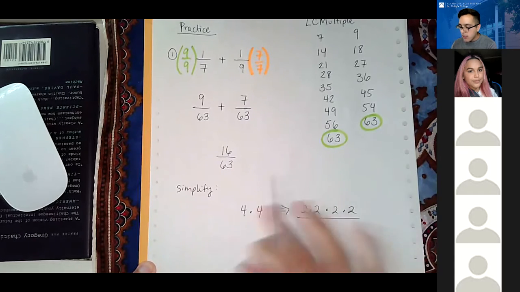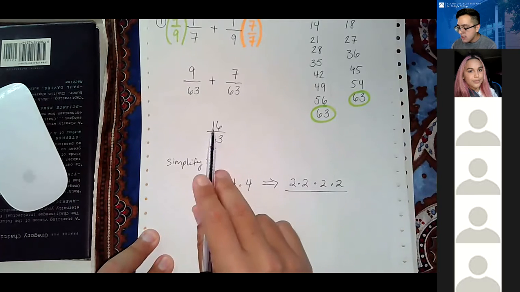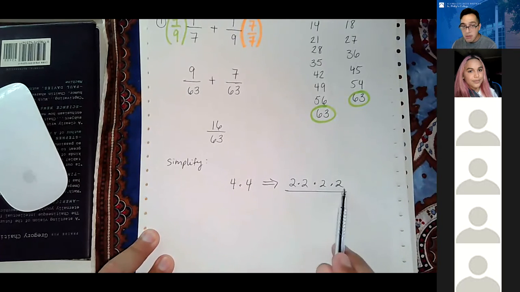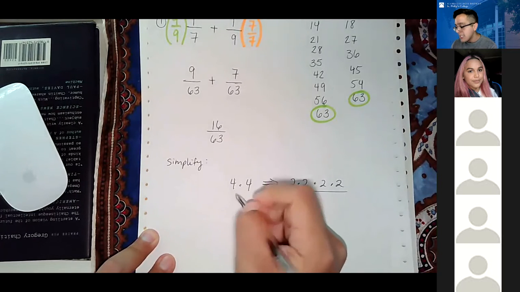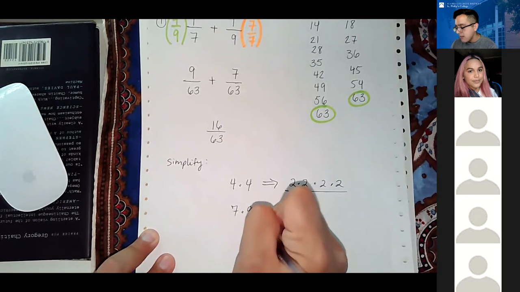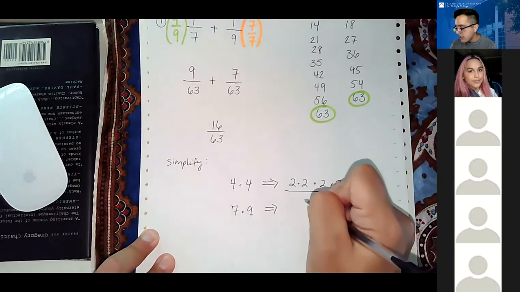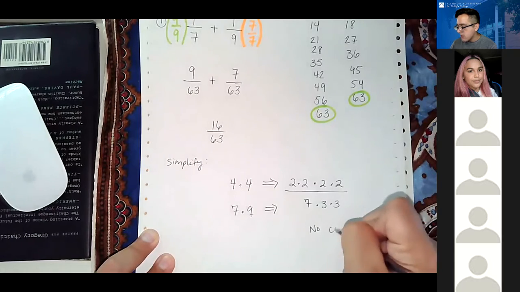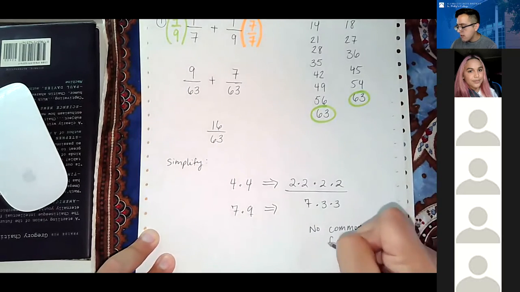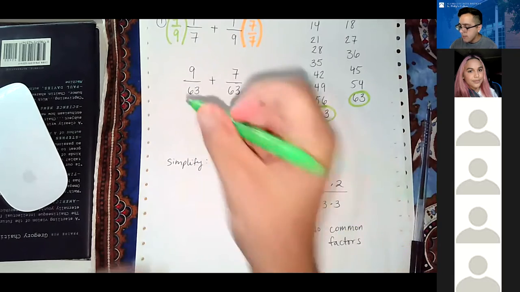And then we're just verifying to make sure that there's no common factors, so we can't simplify this any further. So 16 breaks down into 2 times 2 times 2 times 2. If you do your prime factorization tree, you'll find that that is true. 63 breaks down into, well, we did 7 times 9 to get it. And then the 7 doesn't break down, but the 9 does. So this would be 7 times 3 times 3. And we have no common factors. So that means this answer must be fully simplified.